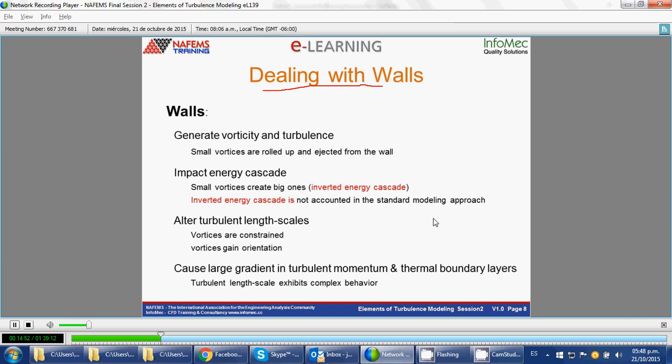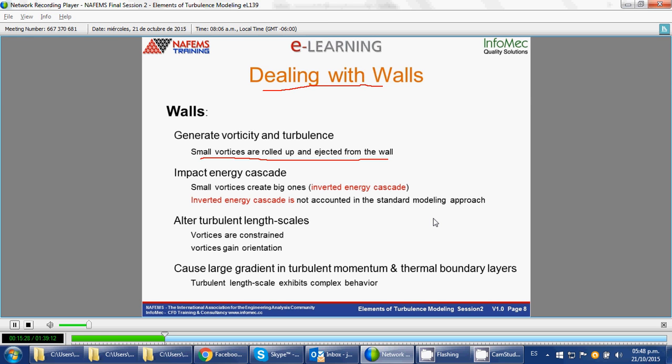So walls generate vorticity and turbulence. Small vortices are rolled up and ejected from the walls, and then at the smallest scale eddies, they get dissipated. So walls impact our energy cascade. Small vortices create big ones, and then they tend to dissipate the turbulence kinetic energy at the smallest scale.